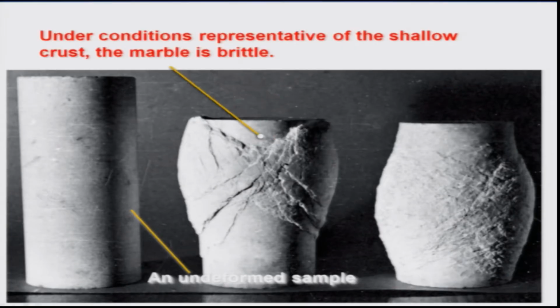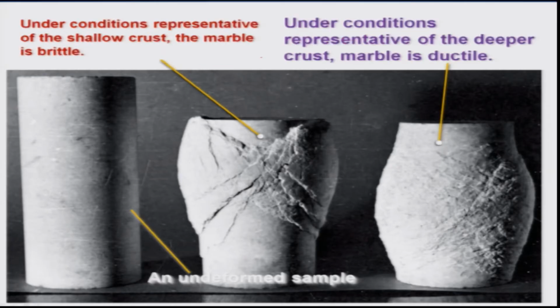Okay. So, this is under the conditions representative of a shallow crust. For example, this is marble which has been shown. It will break because it is brittle in nature. But under conditions representative of deeper crust, the marble will be in ductile form. It will deform in a ductile form, and it will not fracture as we see near the surface.